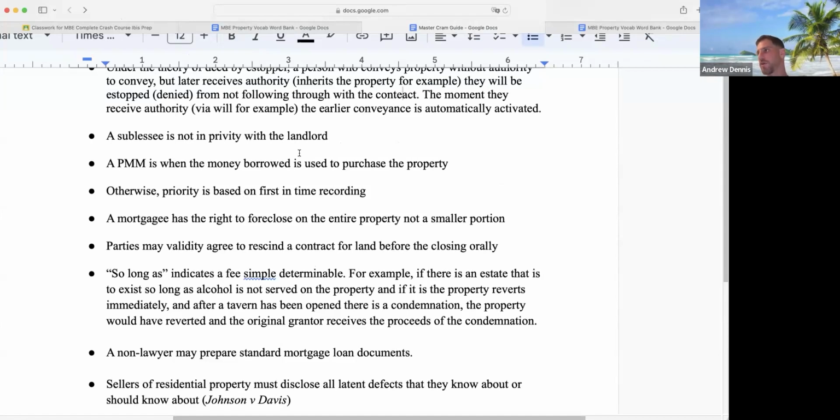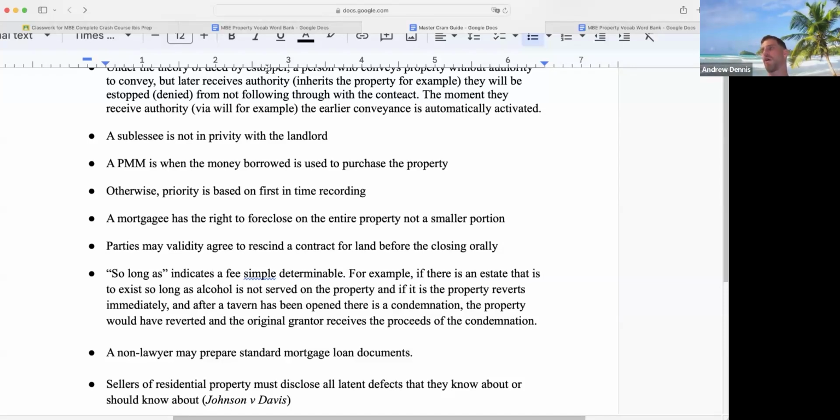If it's just pure notice, the subsequent bona fide purchaser will prevail. If it's just race, whoever records first will prevail. If it's race notice, the bona fide purchaser who records first will prevail. And how do you become a bona fide purchaser? By taking for value, without notice, in good faith. For value means you paid for it. Without notice means you don't have actual, inquiry, or constructive notice.